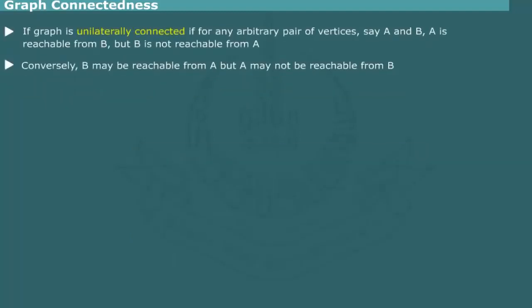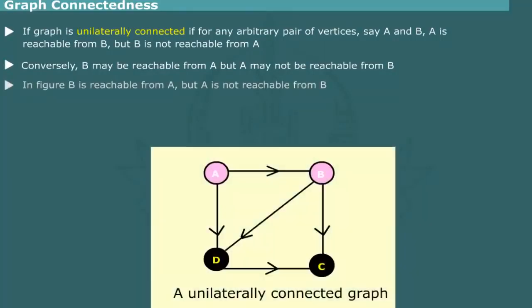A graph is termed unilaterally connected if at least one of the vertices in a pair is reachable from the other. Figure shows a unilaterally connected graph. For example, A is not reachable from B, but B is reachable from A. Likewise, B is not reachable from C, but C is reachable from B via D.